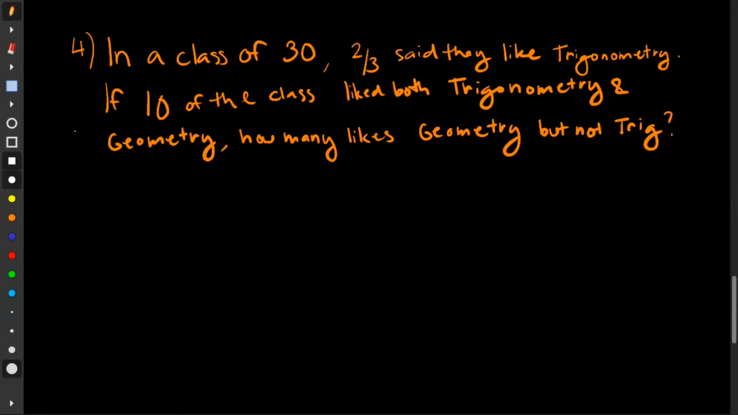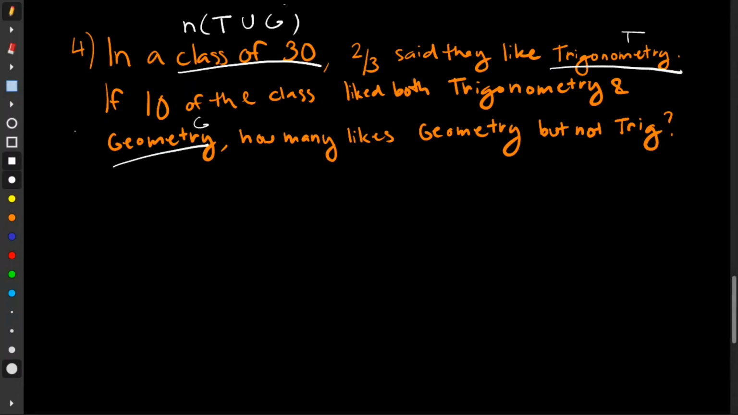For a fourth example, we have in a class of 30, 2/3 said they like trigonometry. If 10 of the class liked both trigonometry and geometry, how many like geometry but not trigonometry? So first, a class of 30, this refers to their union, since we're only dealing with 2 subjects. Let's refer to this one as T and this one as G. So this is T union G.